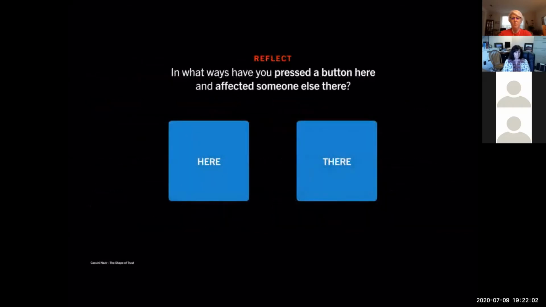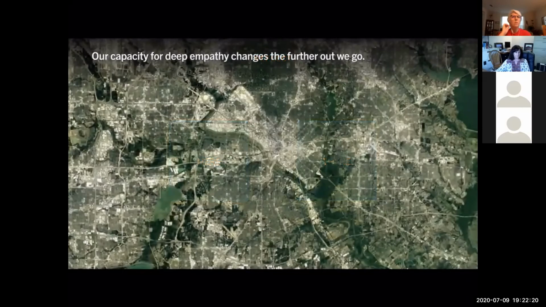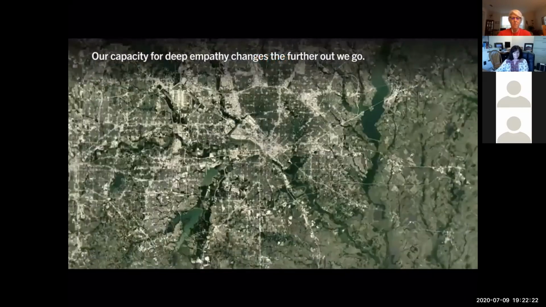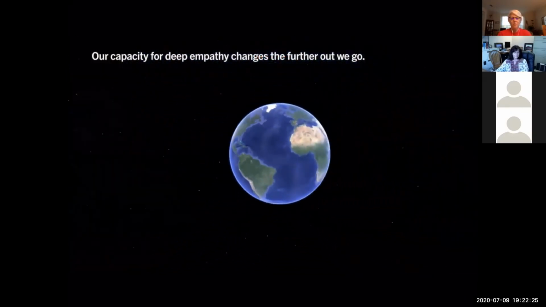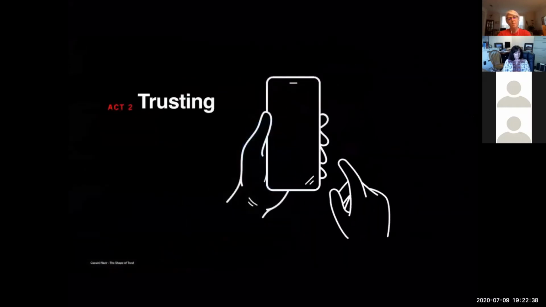As I'm talking, you might reflect and ask yourself, in what ways have you pressed a button here and affected somebody else there? And unpack the realities of that. It's not an easy thing necessarily, but it's interesting because what you're looking at here is Dallas-Fort Worth. And the further out we go, our capacity for empathy changes. We have a harder time feeling empathy for the world than we do for our neighbors, but yet what we interact with distances us further from the world.